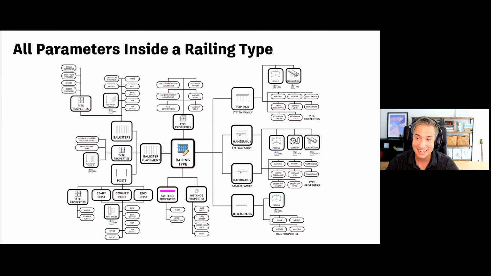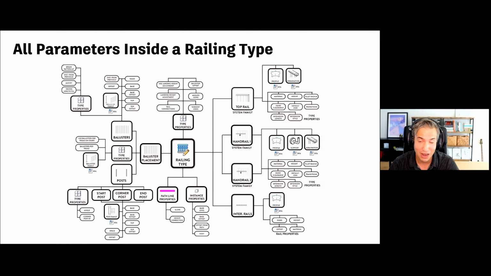So I decided to dig deep into all the railing properties. This is a chart I made that contains every single parameter inside the Revit railing type. There's a lot of them. In fact, there are 63 parameters. You can see how it is divided. You have all the rails on the right side, the top rail, handrails, intermediate rails, and the balusters and posts on the left side, plus all the type properties, pathline properties, and instance properties of the railing itself. So a lot going on there.